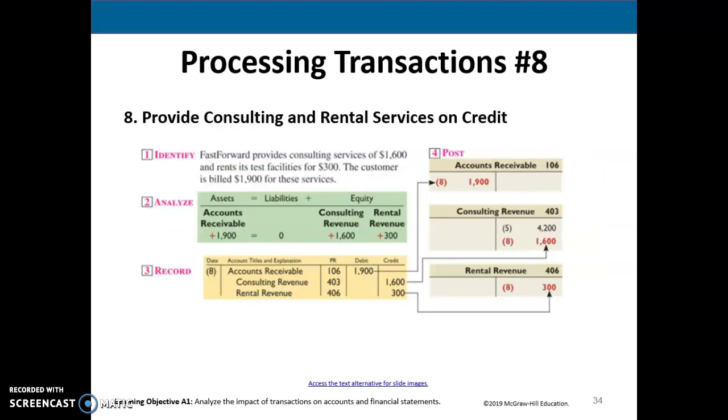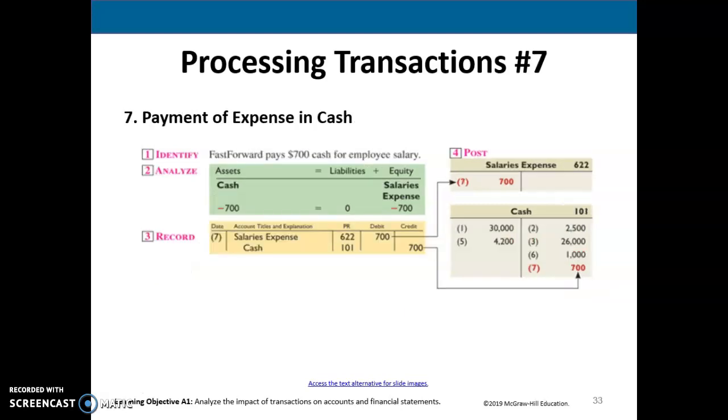When we look at transaction 8, we are providing consulting and rental services on credit. So we provided two different kinds of services, and the customer is billed for the total amount. So the customer is not paying us up front. That means we're going to have an accounts receivable.